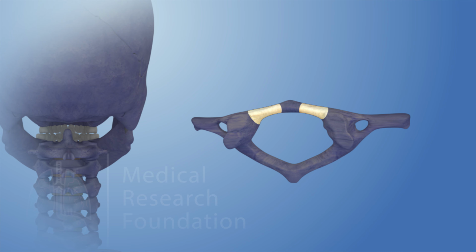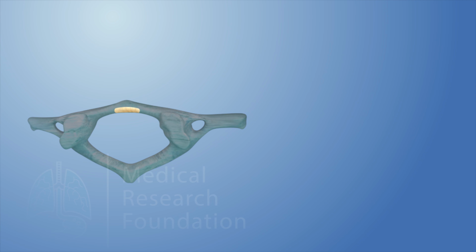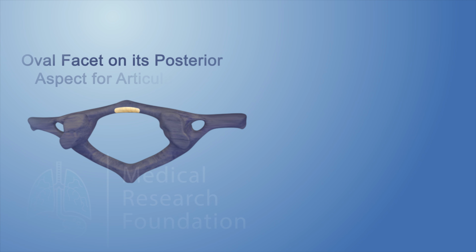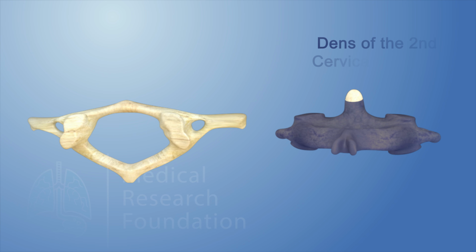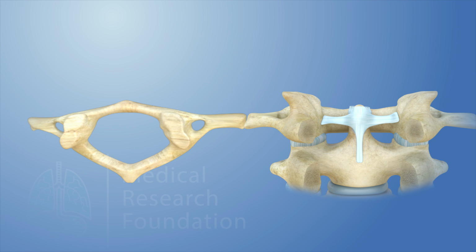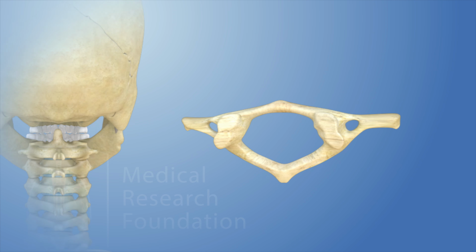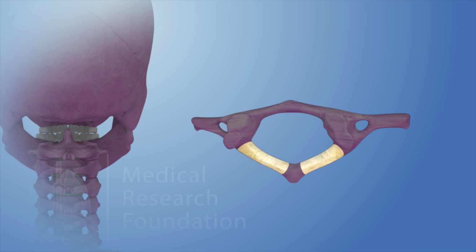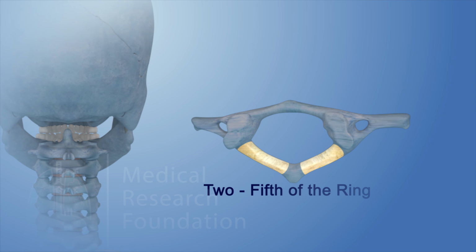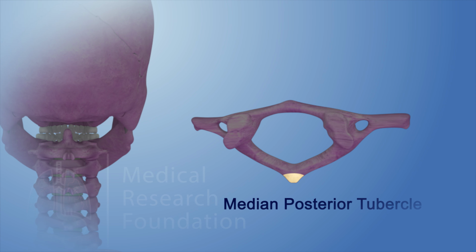The anterior arch is marked in the median plane by the anterior tubercle on its anterior aspect and an oval facet on its posterior aspect for articulation with the dens of the 2nd cervical vertebra to form atlantoaxial joint. The posterior arch forms 2/5 of the ring, and its posterior aspect is marked by a median posterior tubercle.